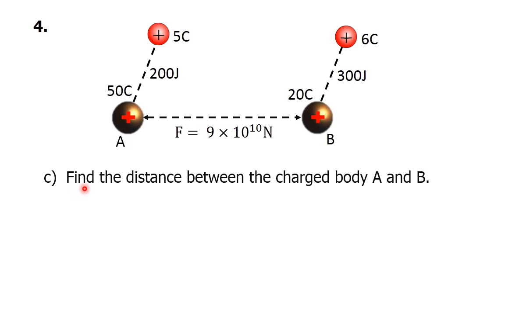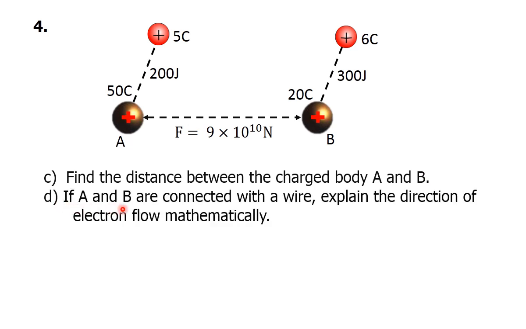Question C is to find the distance between the charges A and B. And question number D: if A and B are connected with a wire, explain the direction of electron flow mathematically. That means if we connect the two charges by a metallic wire, then in which direction will the electron flow. Solution, let us see solution C.